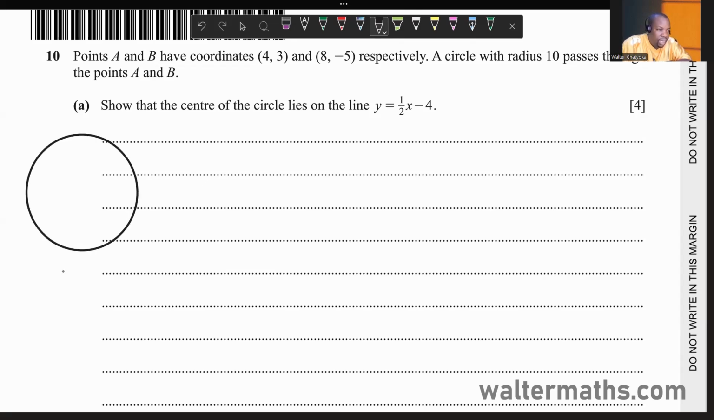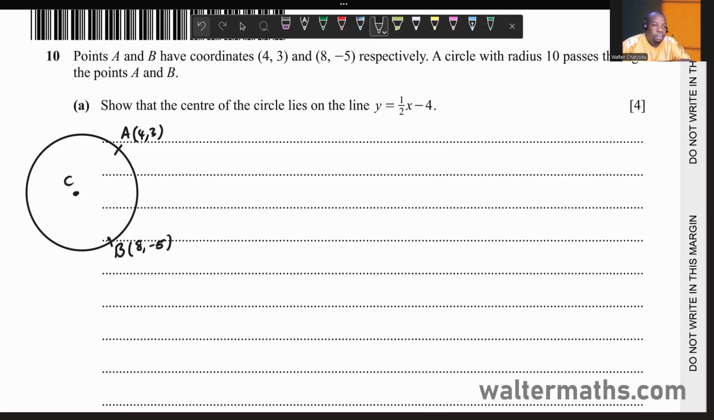All right, so let's have the circle here, and let's have the 2 points. We don't know where they are specifically, so this is more like a sketch. Let's say the point A is here, and let's say the point B is here. And a circle passes through these 2 points, and the center of the circle, I'm going to call that C. A has coordinates (4, 3), and B is (8, -5). So remember, this is just a sketch. It's not an accurate diagram. I'm just showing that A and B are points on the circle, and the circle has a center C.